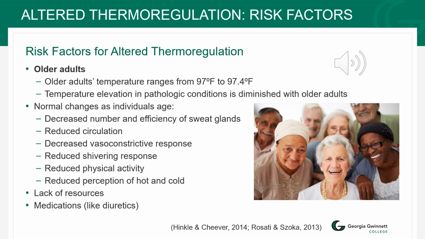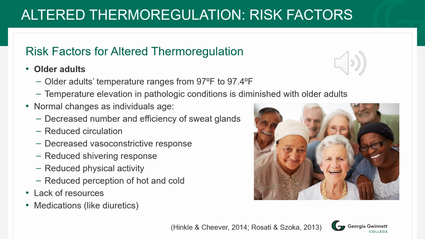Older adults are at higher risk for altered thermoregulation as well. Older adult temperatures usually range lower than average adult temperatures. I have listed here 97 to 97.4. We talked about that earlier when we talked about body temperatures varying by age. Temperature elevation in pathologic conditions is diminished with older adults, so they may not exhibit a fever if they have infection. Oftentimes, with older adults that have infection, you don't know it until they have behavioral changes, so they might not have a fever with an infection.